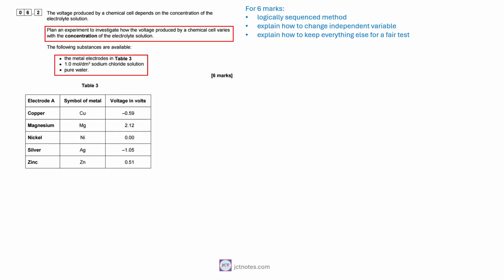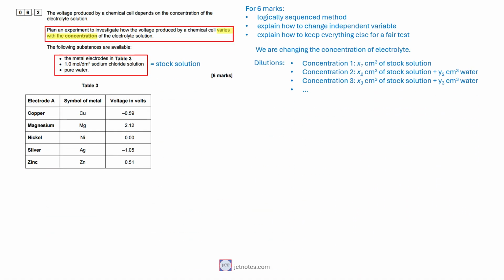First, let's understand the science of what we are altering. We need to test different concentrations of our electrolyte. We have a starting stock solution and pure water. To create different concentrations, we perform a process called dilution.